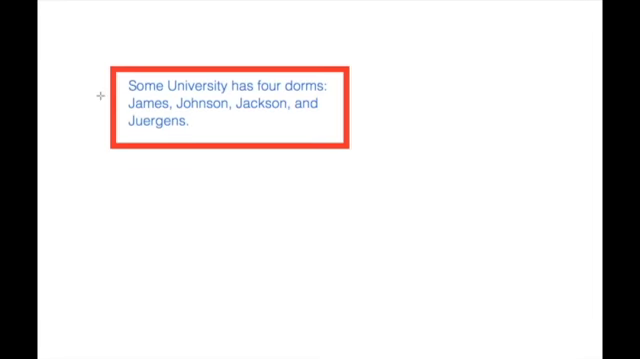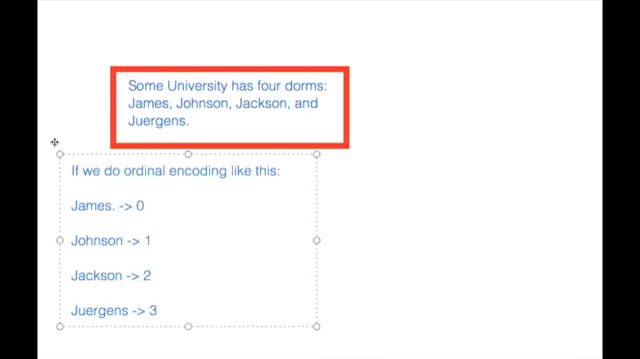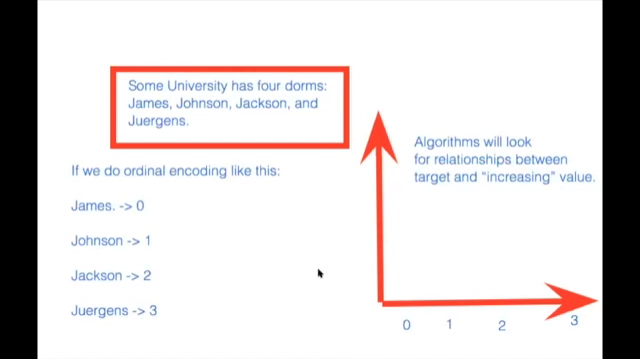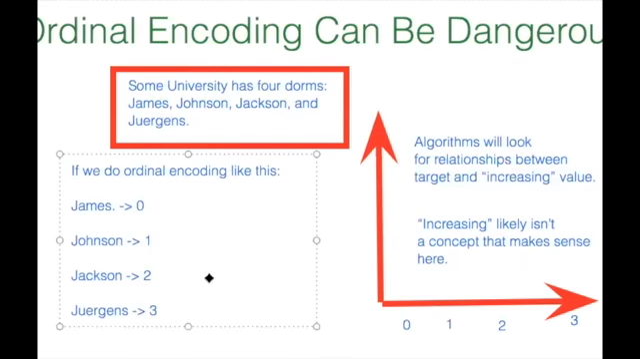Suppose that some university has 4 dorms. Their names are James, Johnson, Jackson, and Juergens. Let's say that we did ordinal encoding like this. James gets replaced with 0, Johnson gets replaced with 1, Jackson gets replaced with 2, and Juergens gets replaced with 3. The machine learning algorithms will look for a relationship between the target that we're trying to predict and an increasing value of this feature. But increasing probably isn't a concept that makes sense here. There's really no reason to think that Johnson is greater or more than James, or that there's any greater or less than relationship. So ordinal encoding can actually be dangerous if used in this way.